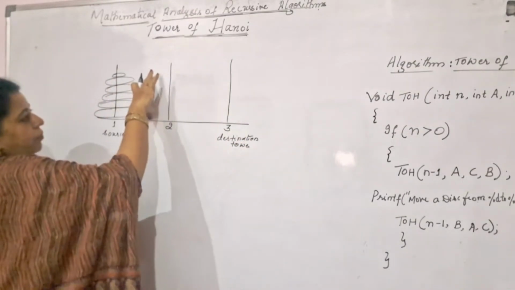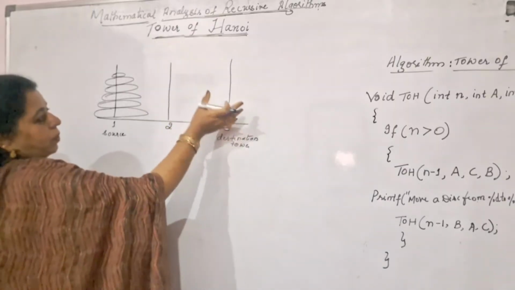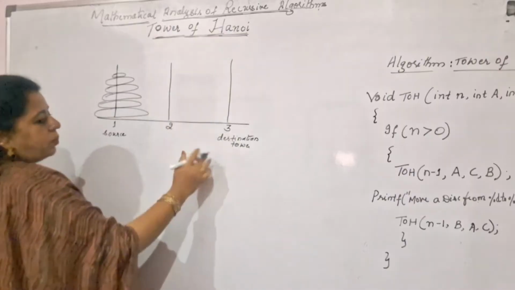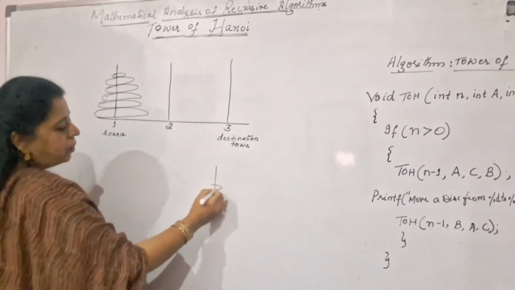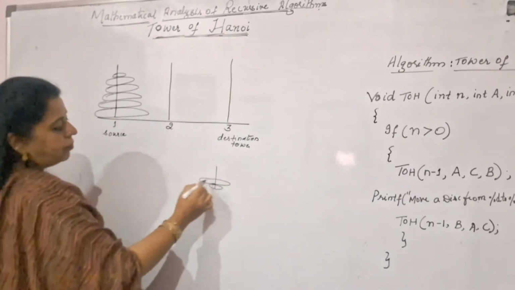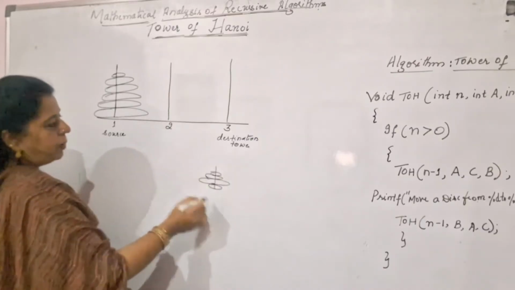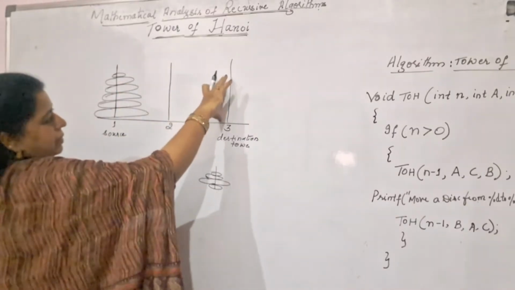That means in the same fashion you are going to place them. No bigger disk should appear on a disk which is smaller. Like you cannot place them like this: one smaller disk, then one bigger, then one intermediate size, then smaller. Like this you cannot place. The same order should be maintained here.